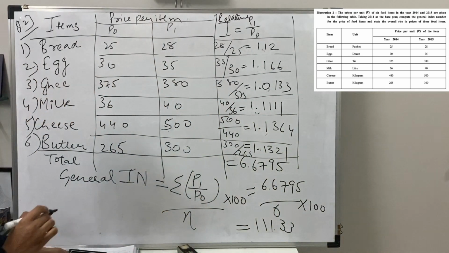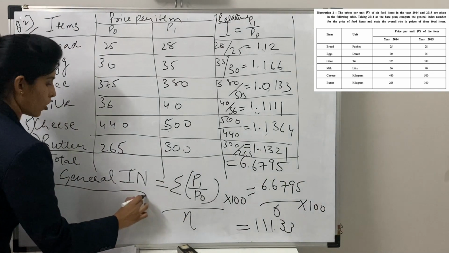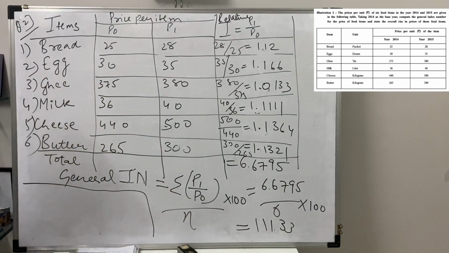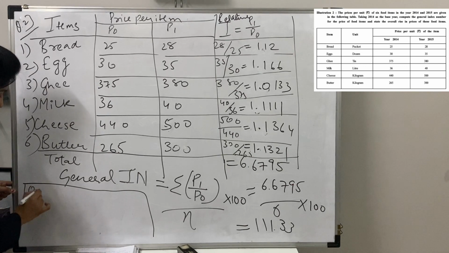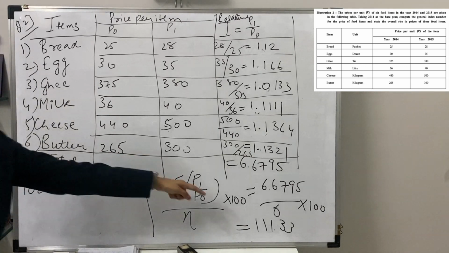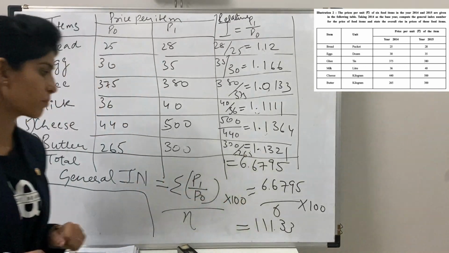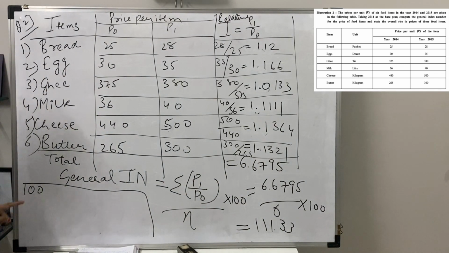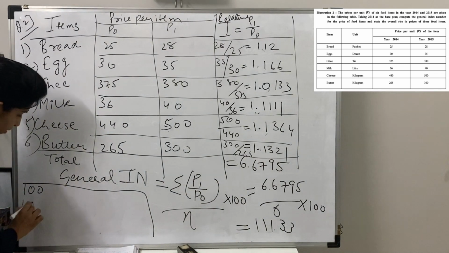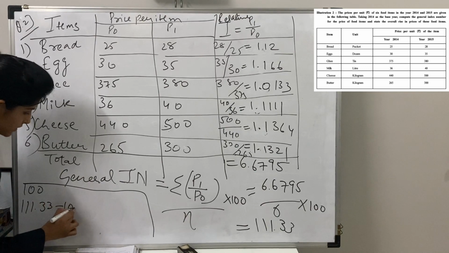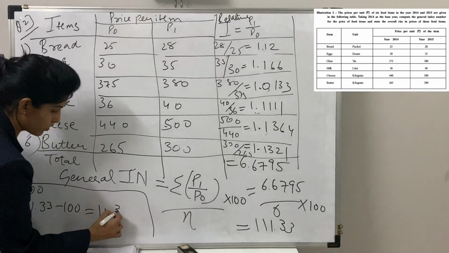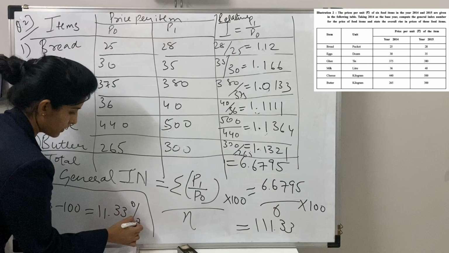So your final answer will be 111.33. Now, when you are assuming your base index number as 100, as we did in our previous question, your index number has increased to 111.33. That means there is an increase of 111.33 minus 100, that means 11.33% in this sum.